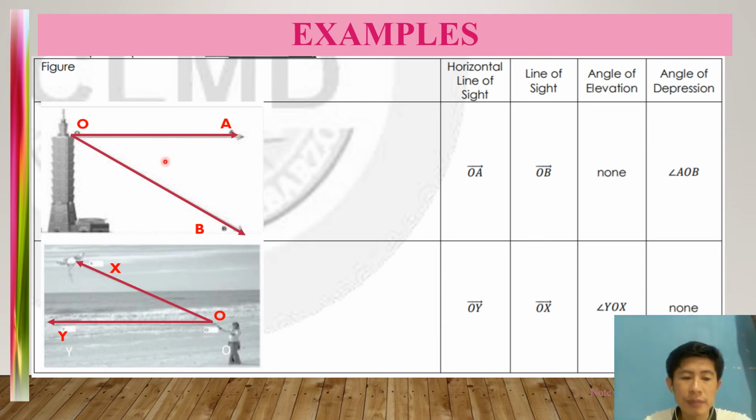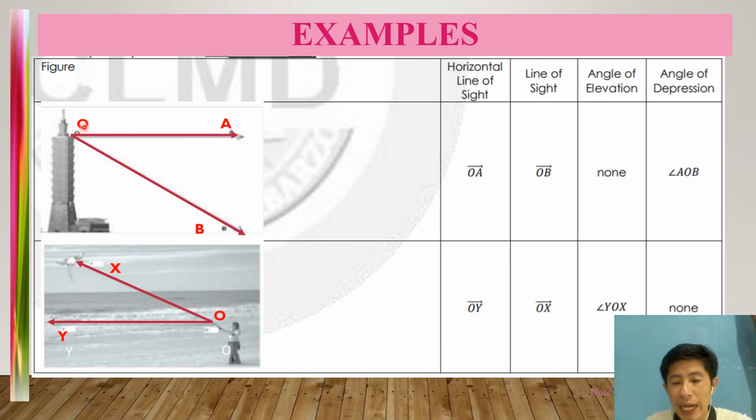Okay. Then, kung napapansin nyo, since eto yung straight horizontal line, and that is ray OA. So, yan ang ilalagay natin dito sa table. Horizontal line of sight is ray OA. Okay, lagi tayo magsisimula dito sa O, doon sa mata, sa may eye of the observer.